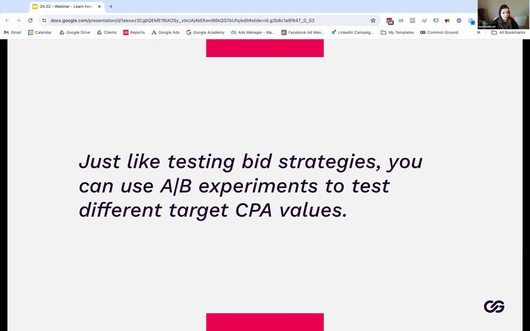So with this, just like testing different bid strategies, you can use the A/B experiments to test different CPA values. You can stagger it down and go, okay, cool. If my current CPA is £10, but I want to try £8 target CPA, split the traffic, give it some data and see, can I actually achieve that? Or is it just not going to be able to deliver any traffic because the cost of clicks is too high, something like that. So again, A/B experiments in general, best friends with how you run your Google Ads campaigns.